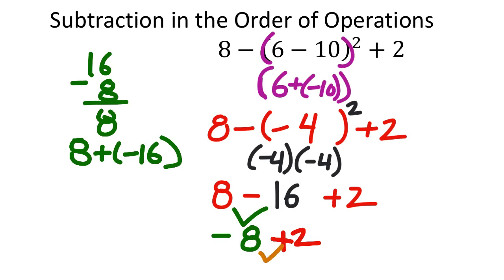And finally, negative 8 plus 2. I have more negatives than positives in this addition part, so I know my answer is a negative. Then I do 8 minus 2, big number minus a small number, is 6. So my answer there is negative 6.